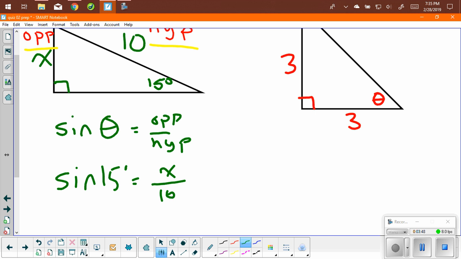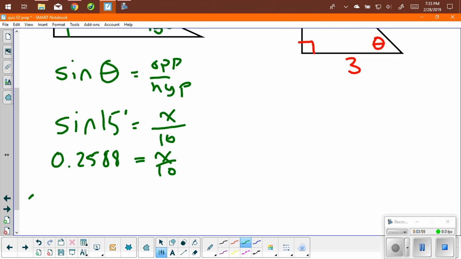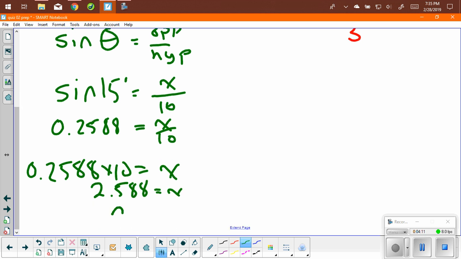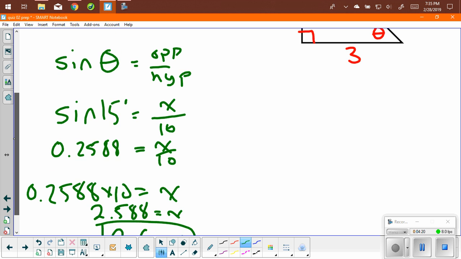We go to our calculator and calculate sine of 15. It is 0.2588 equals x over 10. I'm going to do this fast because you should already have it done on the boards. Multiply that by 10 to get x, and that's going to be 2.588. Rounding it off nicely, we'll call that about 2.6 is equal to x. So the side length of x is 2.6. Hope you got something close to that when you were on the board.